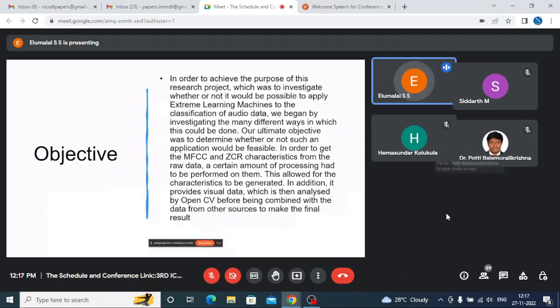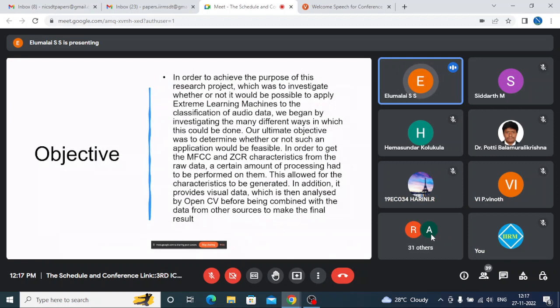Objective: in order to achieve the purpose of this research project, which was to investigate whether or not it would be possible to apply extreme learning machines to classify audio data, we began investigating the many different ways it could be done.